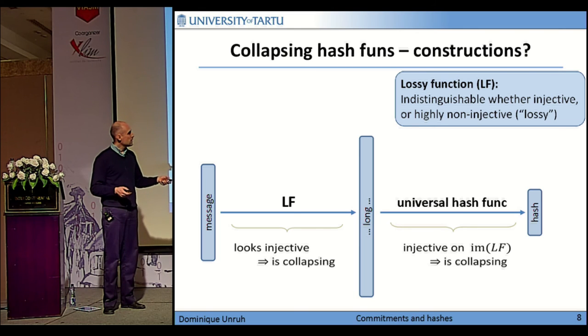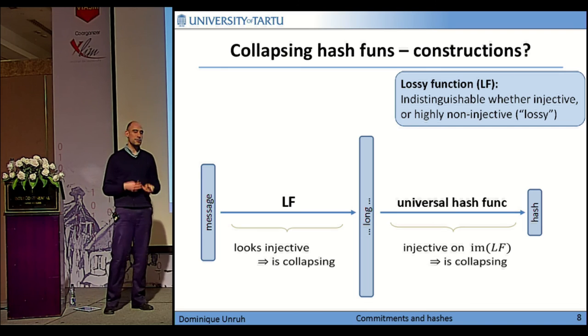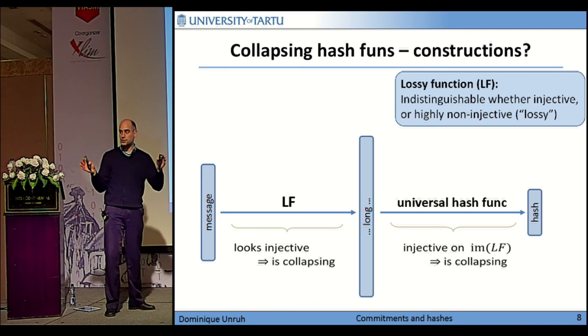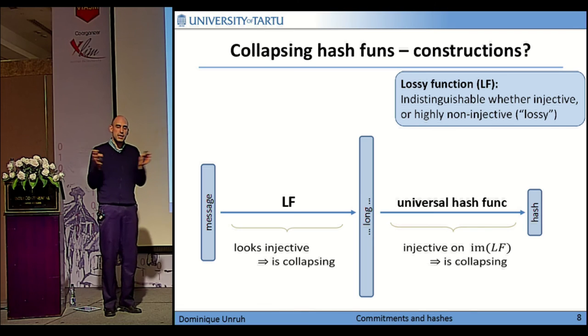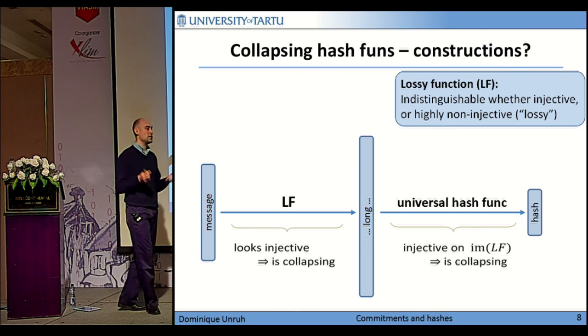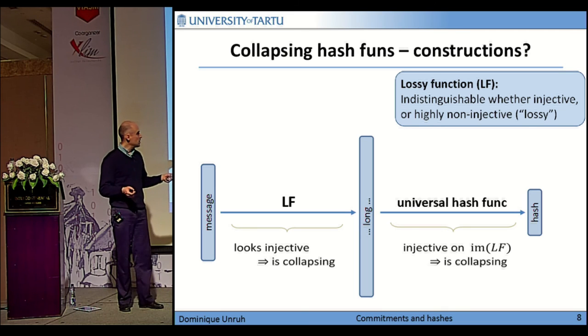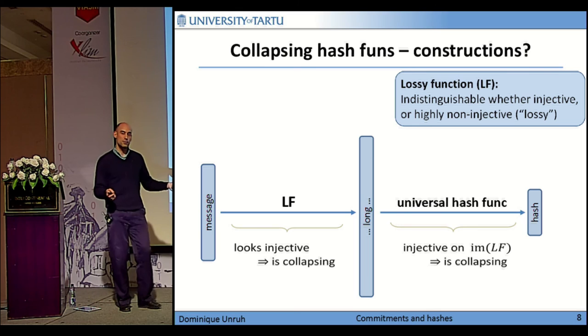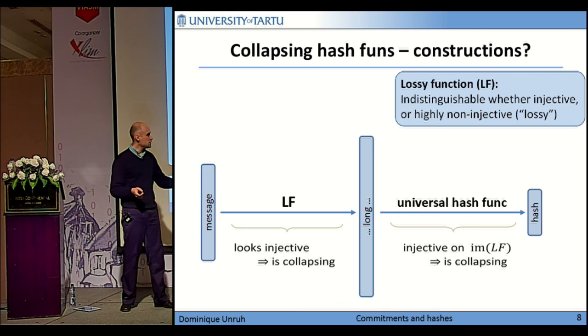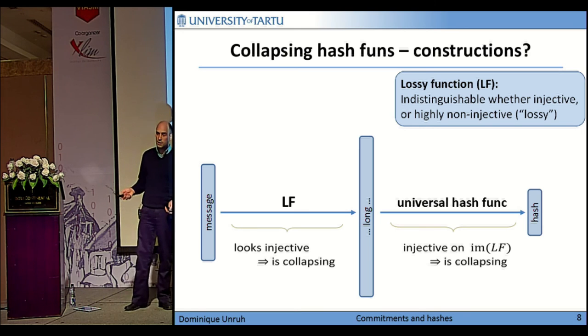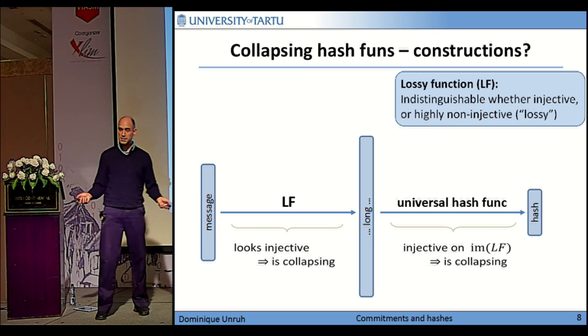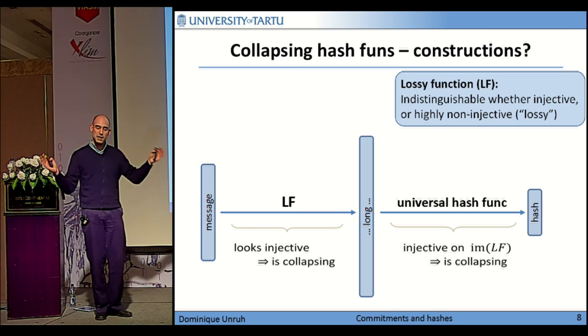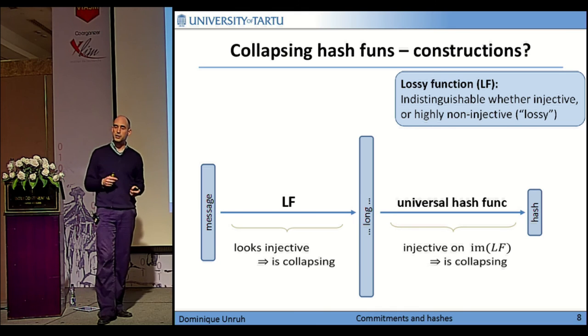And now we use a universal hash function, and we can very easily show that if you apply a universal hash function to a set that is very small, then this universal hash function is with very high probability injective. So when the key here is lossy, then this hash function will be injective on the actual image of this lossy function, and therefore will be collapsing. So the concatenation of these two functions will be collapsing, and the output will actually be shorter than the message. So now we have managed to construct a collapsing function that takes a message of some length and makes a hash of shorter length from it.